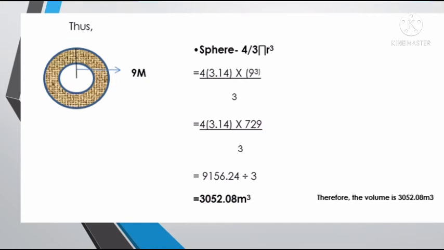So 4 times pi, which is 3.14, times radius cubed. The radius here is 9. You have to cube it. 9 cubed is 729. So 4 times 3.14 times 729, the answer is 9,156.24. Divide by 3, so the answer is 3,052.08 meter cube. That is the volume of the sphere.